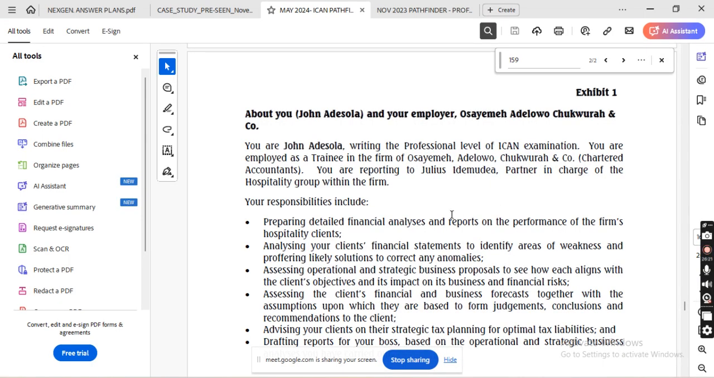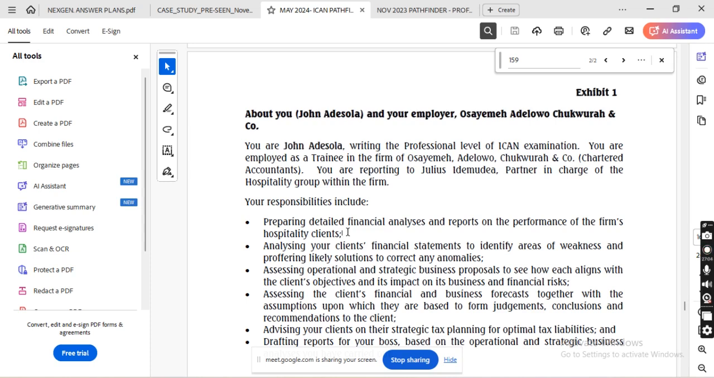The first responsibility states that you are to prepare financial analysis and reports on the performance of the firm's hospitality clients. What it means is that you are employed as an audit trainee, because Osayemi and Co is a chartered accountant firm, and you are to prepare a report for your boss, Julius. That report is going out because it will not remain in your firm. It is for a client. So this is a clear indication that this is an external report, because you are writing to your client.